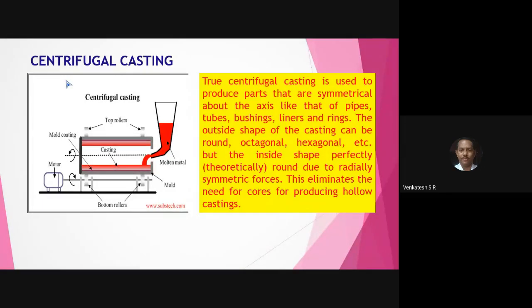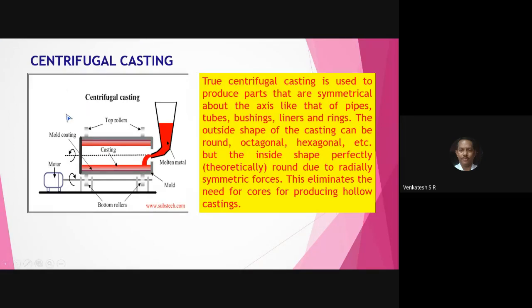Next to our college, we have Perfect Liners Private, Perfect Alloys Components Limited. They also manufacture liners, and also Pierlite Liners Private Limited. They are also manufacturing liners. And one more thing, large steel pipes are produced by using centrifugal casting.